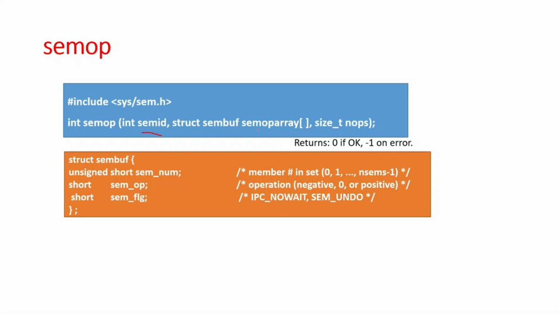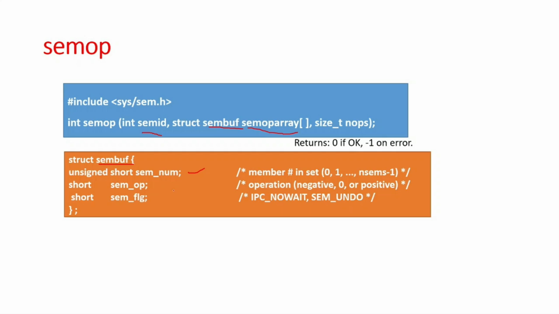The second argument, as you can see, the sem operation array, is a pointer to an array of semaphore operations, and it is represented by the sembuf structure, which is written here. So this is a pointer to an array of semaphore operations, represented by this structure sembuf. As you can see, these are the various members of the structure.